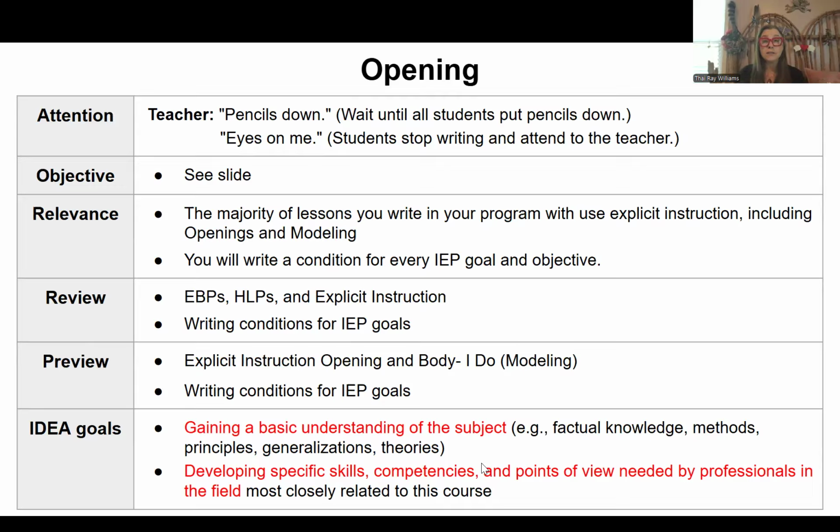So, why is this? How does this align with your IDEA goals? And remember, that's what you want. We want you to be able to look at and assess and walk away with. We're still working on getting that basic understanding of explicit instruction and IEP goals. And you are really this week beginning to develop those specific skills and competencies because you are going to be writing the conditions. You are going to be writing an opening in the I do section of the body. So, right there, you are developing because you're actually doing it in class.